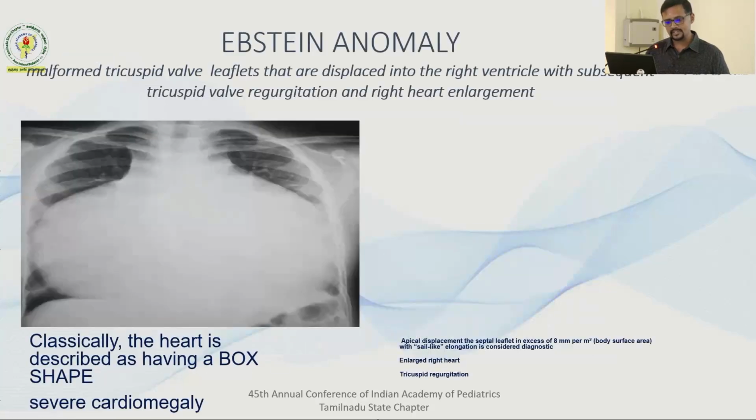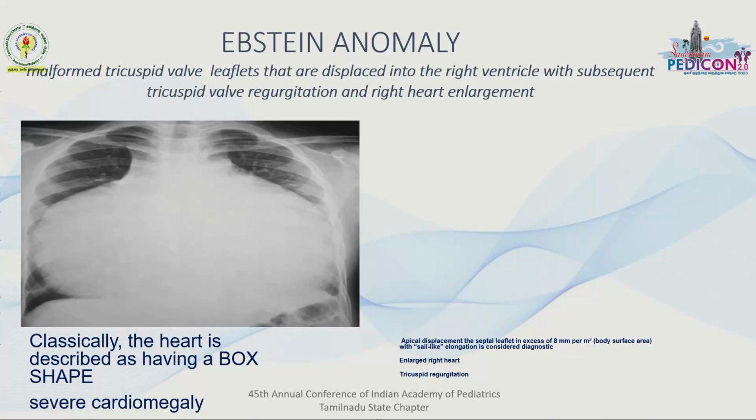So this is a child with a very large heart. Whenever we have a very large heart on chest X-ray, there are only three conditions. One is Epstein's anomaly, another is a pericardial effusion, and the third is probably a dilated cardiomyopathy. So this is called the classical box-shaped heart of Epstein's anomaly.